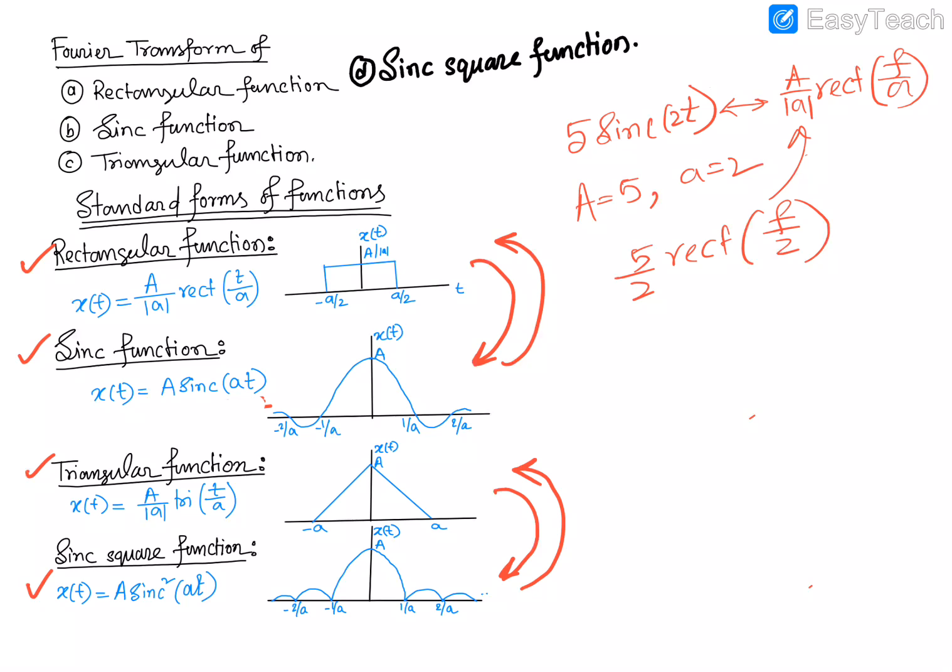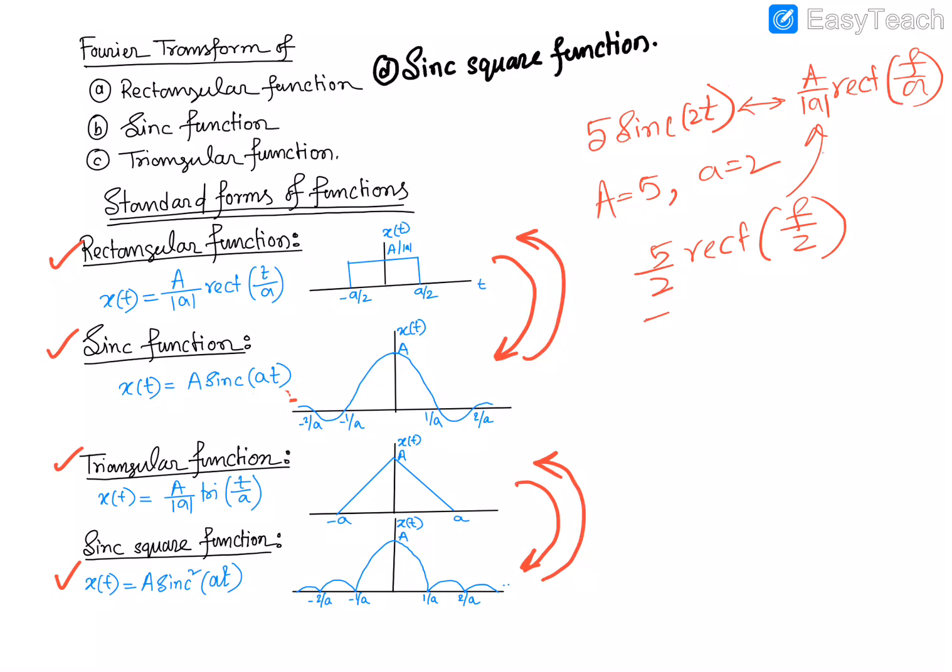If you want to find out this transform in omega domain, in that case it will be simply 5 by 2 rectangular, just multiply 2 pi in both numerator and denominator, so this will be 4 pi, and so this will be 2.5 rectangular omega by 4 pi.